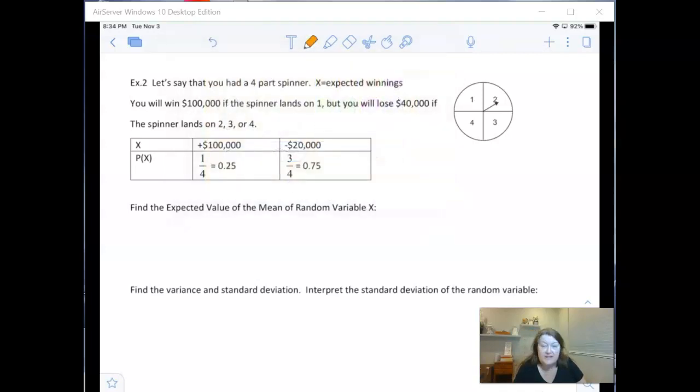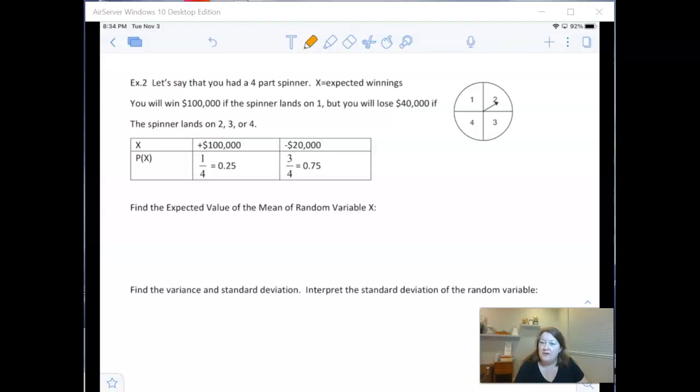So on this one, let's say that we had a spinner, one of those ones that you flick with your finger, okay? And it's got 4 equal parts. They're numbered 1, 2, 3, and 4. And in this game, you'll win $100,000 if the spinner lands on 1, but you'll lose $40,000 if the spinner lands on any of the other parts.